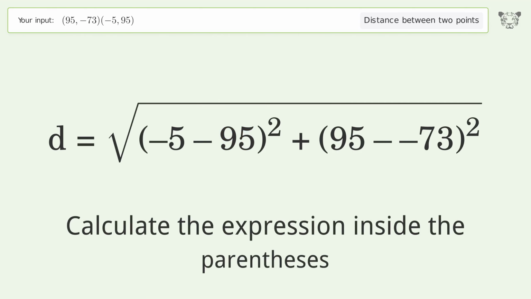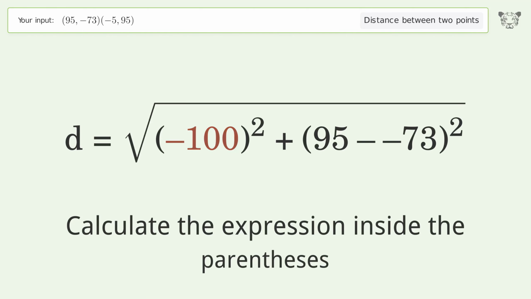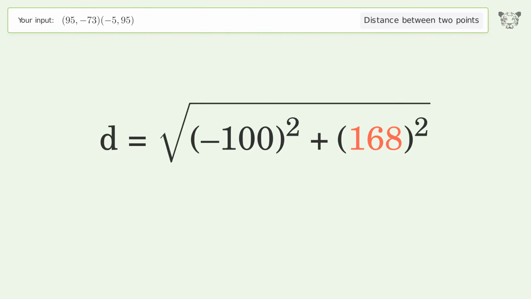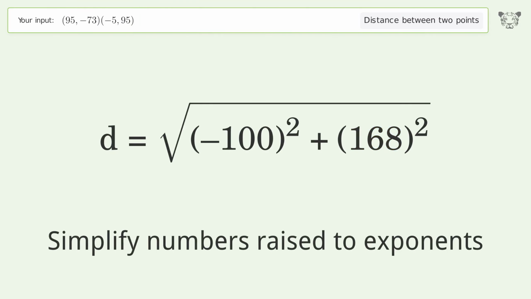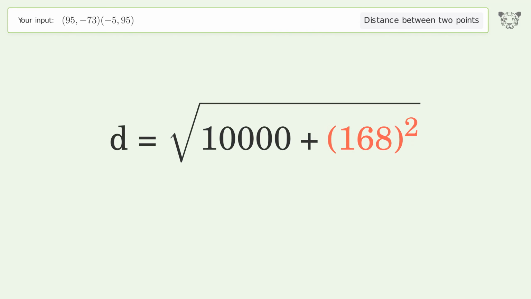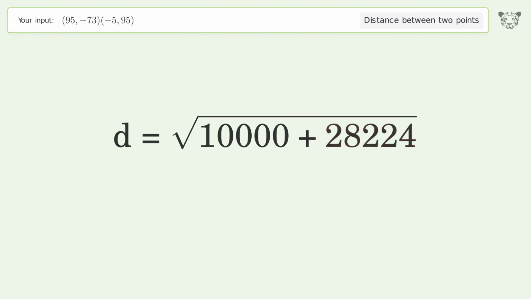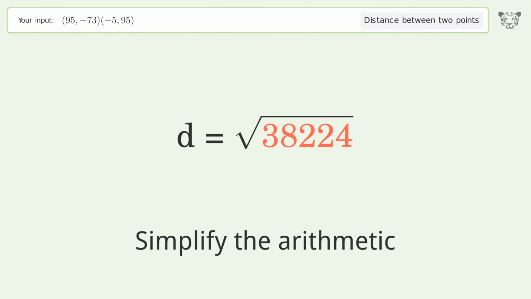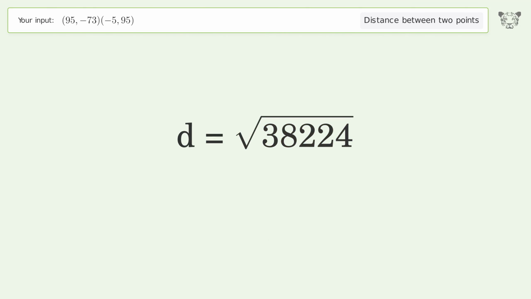Calculate the expression inside the parentheses. Simplify numbers raised to exponents. Simplify the arithmetic. And so the distance between the 2 points is the square root of 38,224 or 195.51.